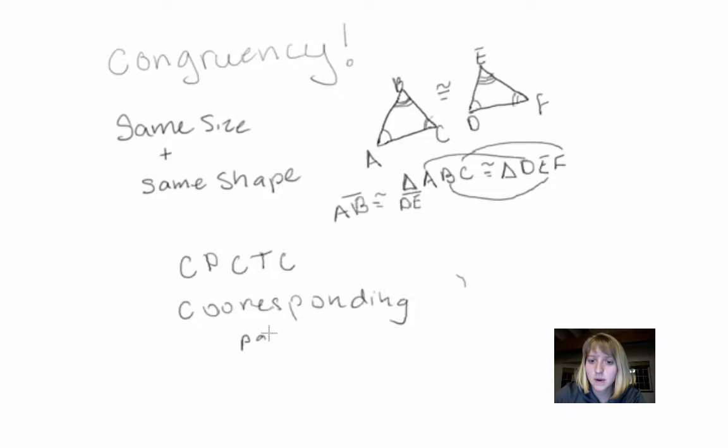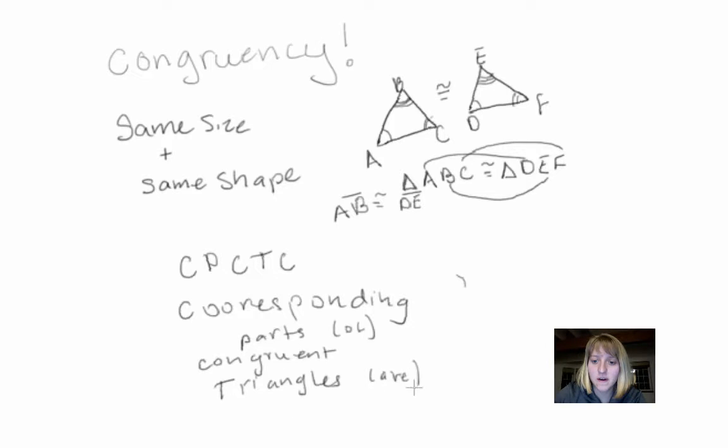Corresponding parts, in parentheses, of congruent triangles, in parentheses again, are congruent. Most of the problems we're looking at are saying, how do you prove that AB is congruent to DE? And you have to show all the steps it takes to prove that these two triangles are congruent before you can say that AB is congruent to DE. So let's take a look at what some of those reasons might be.